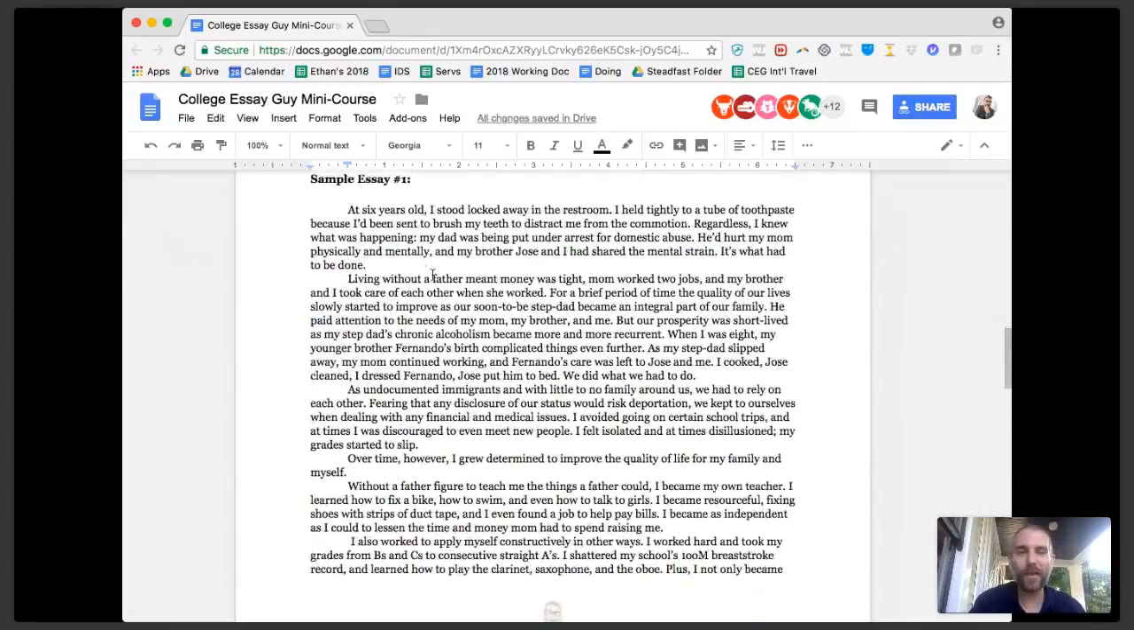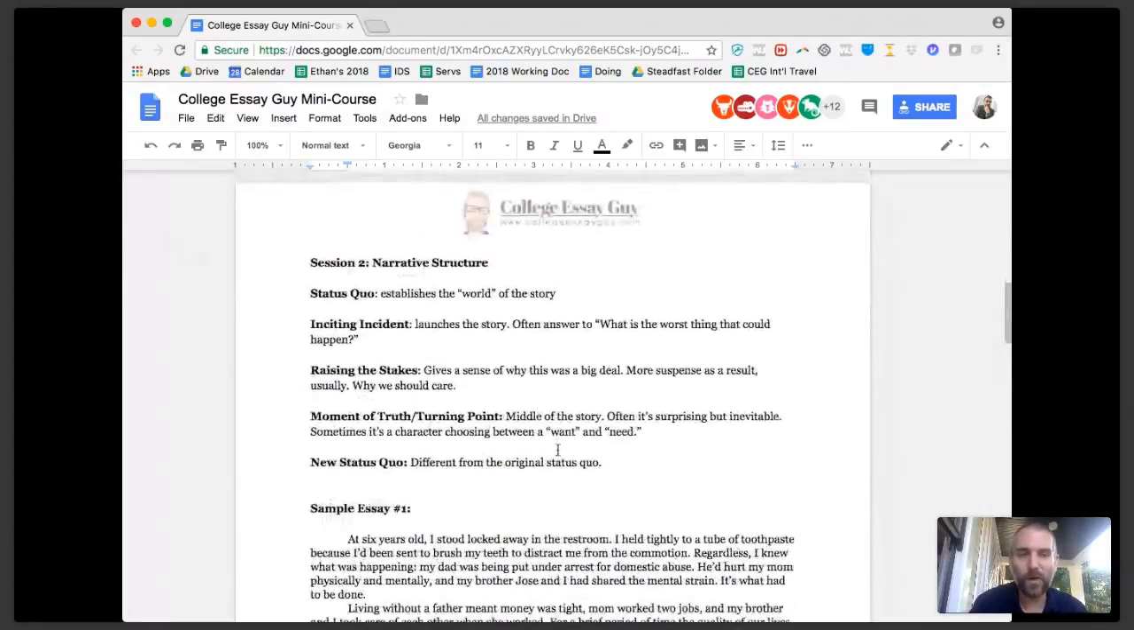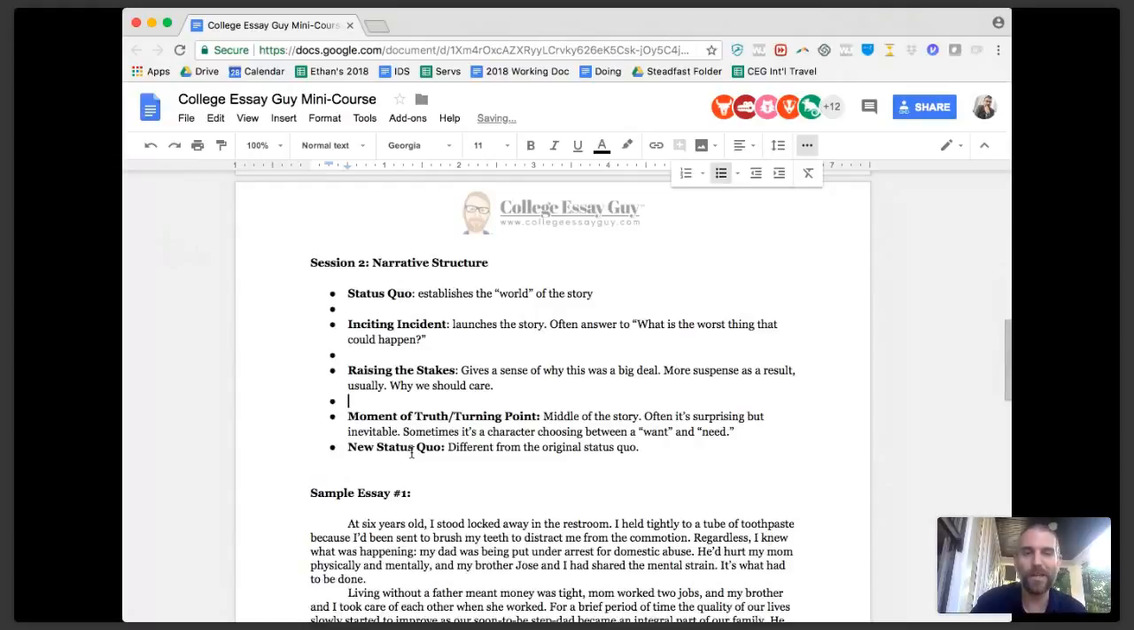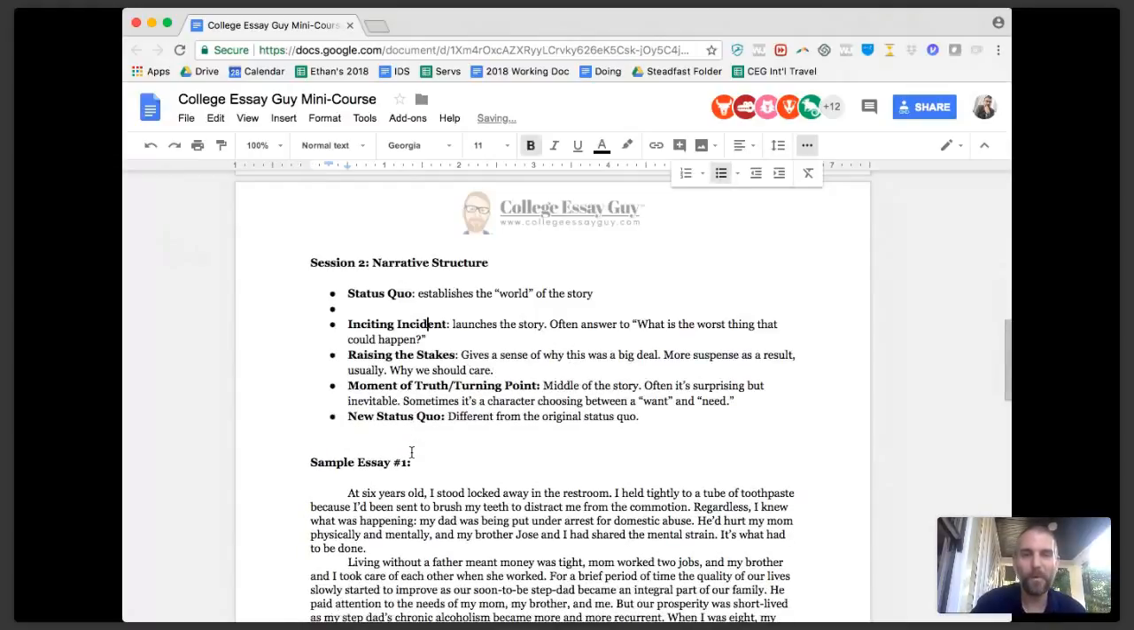So here are the elements. Let's see if we can spot them. Status quo, inciting incident, raising the stakes, moment of truth or turning point, and new status quo. Don't worry, I'll pause and I'll give you hints as we go. Okay.